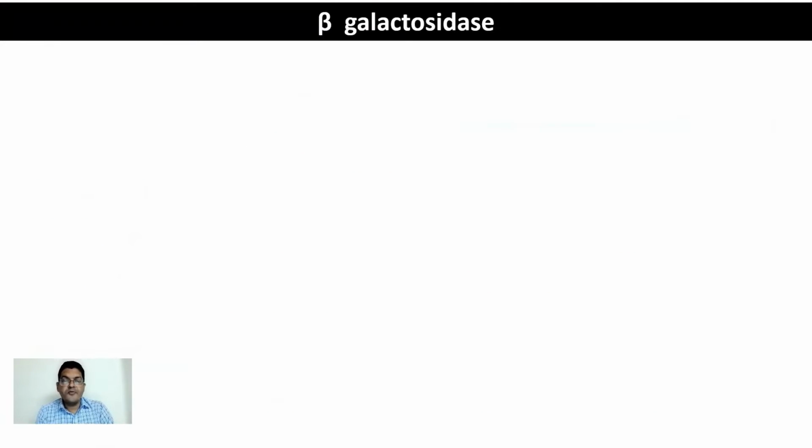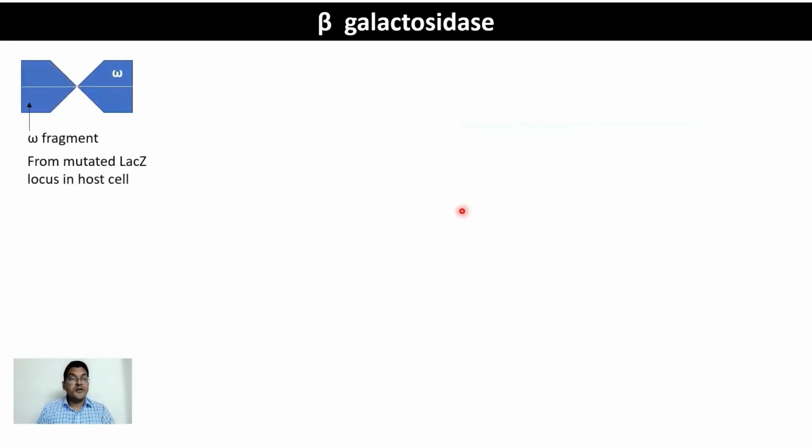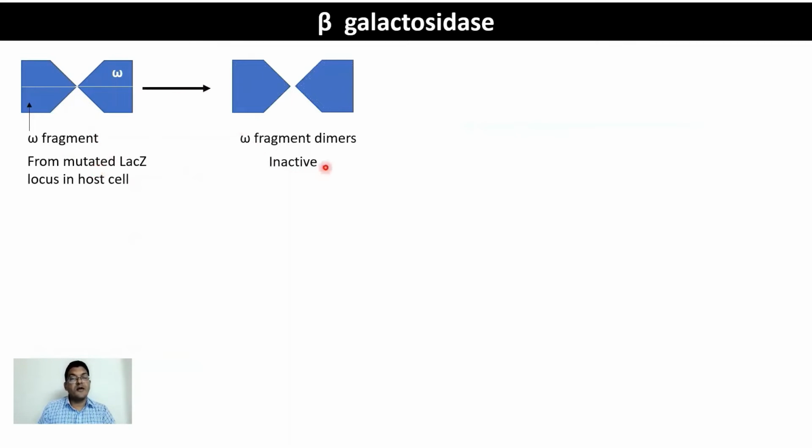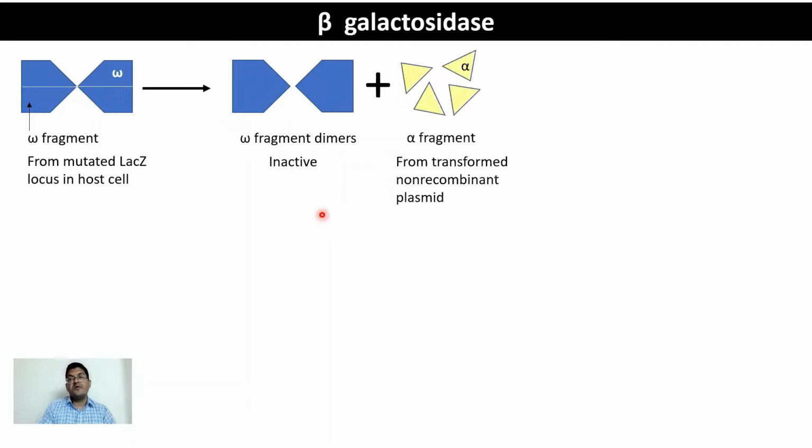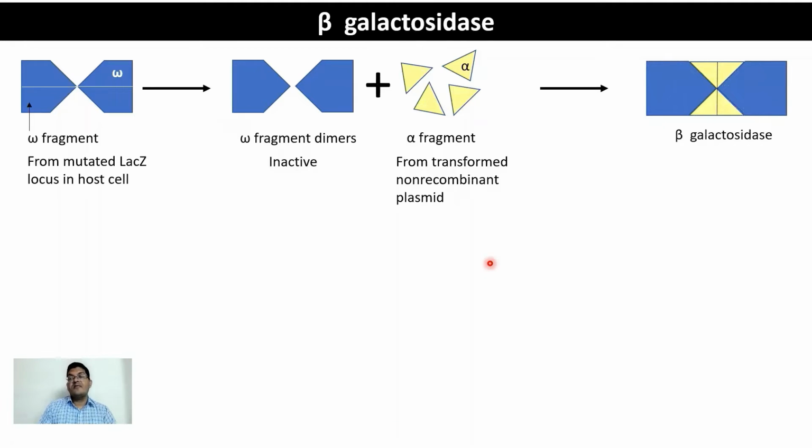So let's see what happens during the synthesis of beta-galactosidase in a mutated host cell. You have your mutated lacZ locus in the host cell that synthesizes only the omega fragment and is not able to synthesize a functional alpha fragment here. So therefore, these omega fragment dimers are inactive and cannot perform the function of beta-galactosidase. However, if you could provide the alpha fragment that is synthesized through the sequence in the plasmid, then of course, you could have the formation of a functional beta-galactosidase, and this could then perform the function of breaking down lactose to glucose and galactose, providing the necessary energy for the cell.